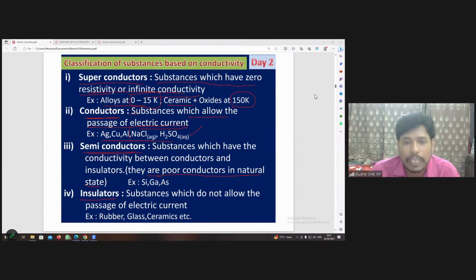But the first two lines you see here, these substances show the conduction property. These substances show the conduction property between the conductors as well as insulators, which I already said.